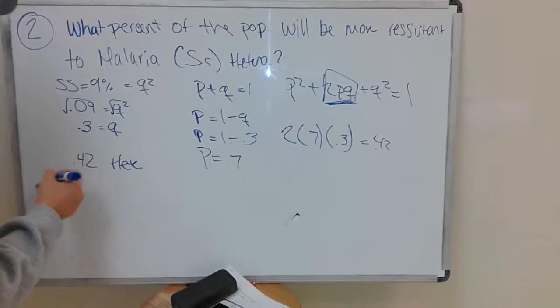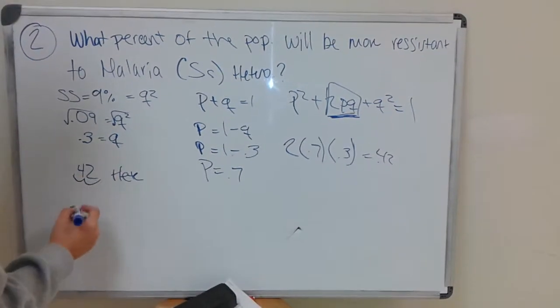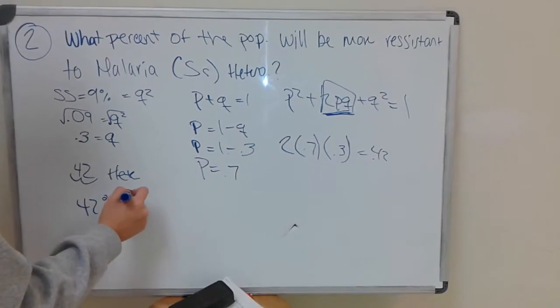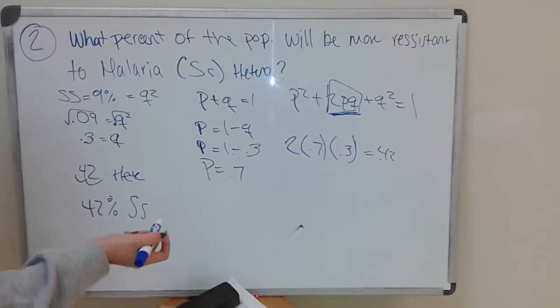So now what we're going to do is convert this back to a percentage, move the decimal place 2 times over, and multiply times 100. And we have that 42% of the population is big S, little s, or heterozygous for the sickle cell anemia trait.